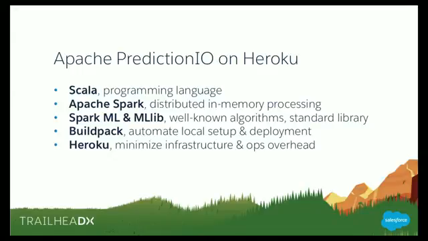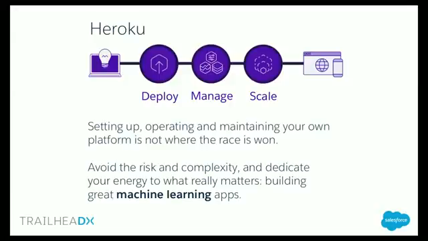This is going to help us automate our local setup of Prediction.io as well as deploying it to Heroku. And once again, Heroku helps us minimize the amount of server jockeying work you have to do, because jockeying with servers is not where you're going to win. So what we want to do is help you avoid the risk and complexity that frequently comes with data science work.